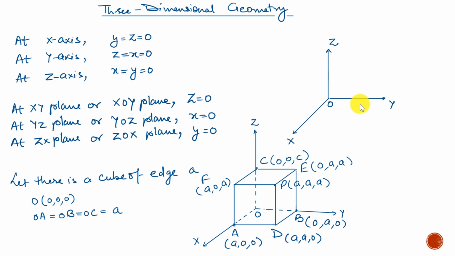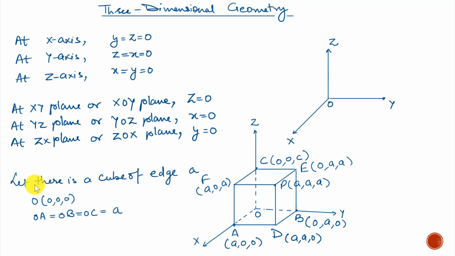We have the xy plane, also known as the xoy plane. Here z equals 0. The yz plane means the yoz plane. Here x equals 0. If we take any point on the zx plane, meaning the zox plane, here y equals 0.